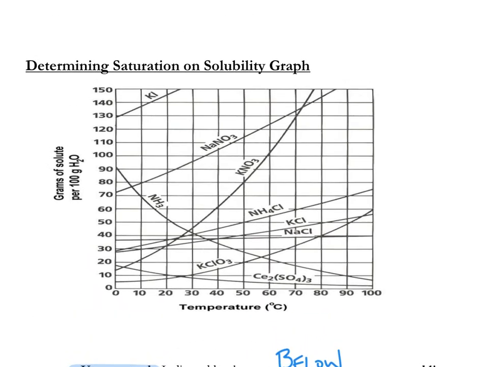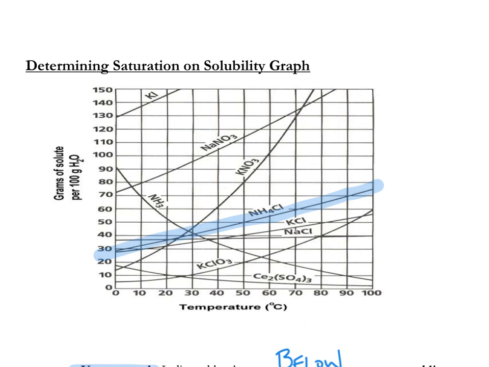Ammonium chloride. So I need to find ammonium chloride. Let's see. NH4Cl. Here's my compound. I'm going to go ahead and highlight that line so you can see it a little bit better. There's ammonium chloride. Now the question says 70 grams at 90 degrees Celsius. The easiest thing for me is to start with temperature. I like starting with the temperature first.